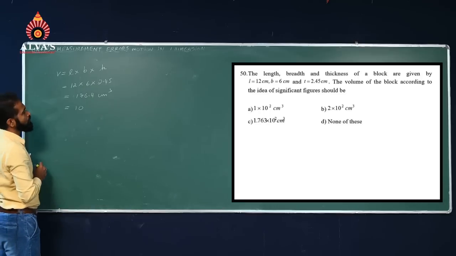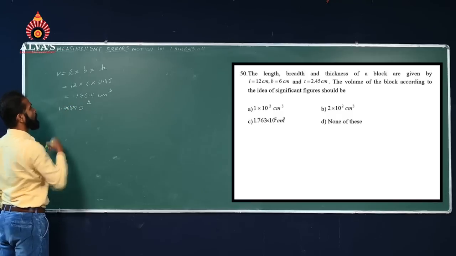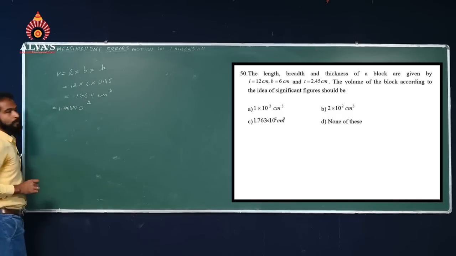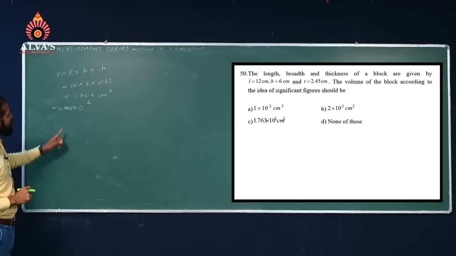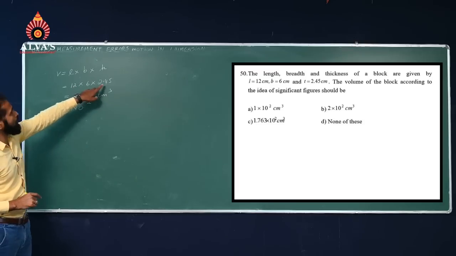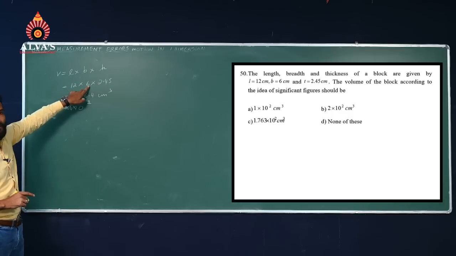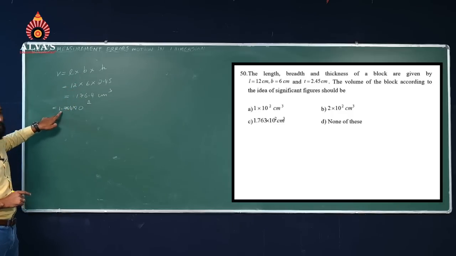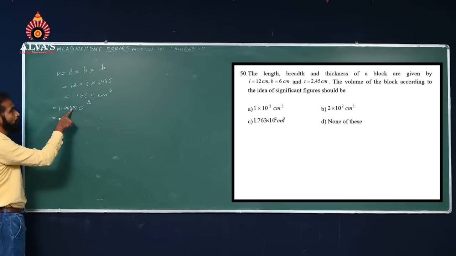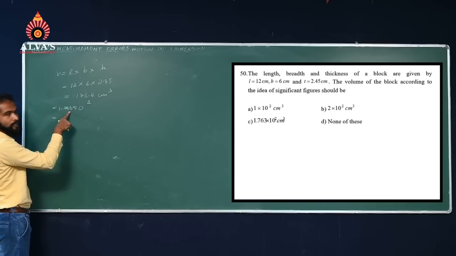So every option has a 10 to the power 2. That means I should write here 1.764 into 10 to the power 2. But none of the options are like this. We have to do some rounding off here. So if you look at length, breadth and height, out of these three numbers, the breadth has the minimum significant figures, that is only 1. So we have to round it off to only one significant figure. So this 4 you can neglect. So you can write it as only 1.76.